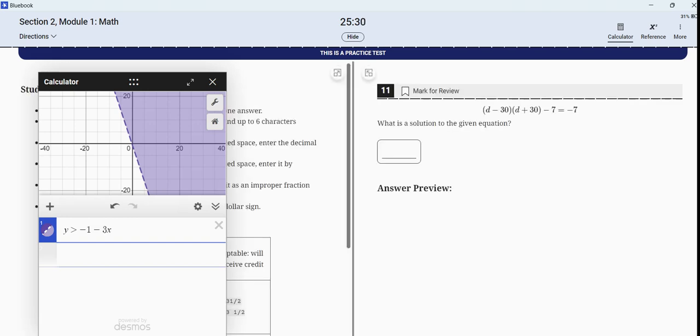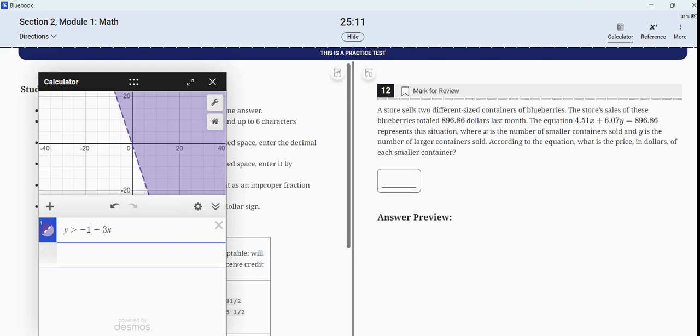What is the solution to the given equation? So this one is just 30 or negative 30, because if 30 or negative 30 is d, then this would multiply to 0, and 0 minus 7 is equal to negative 7.